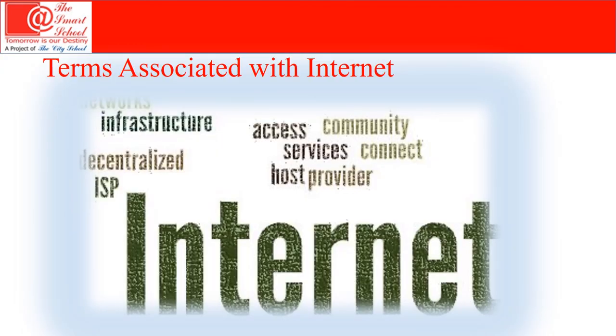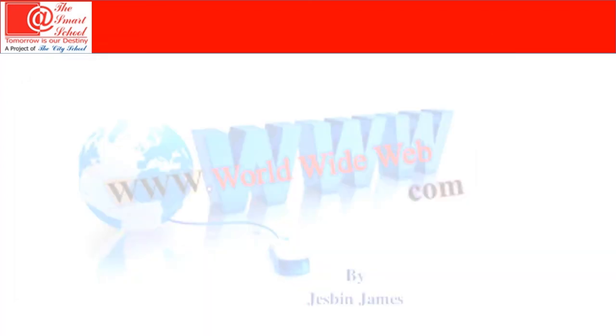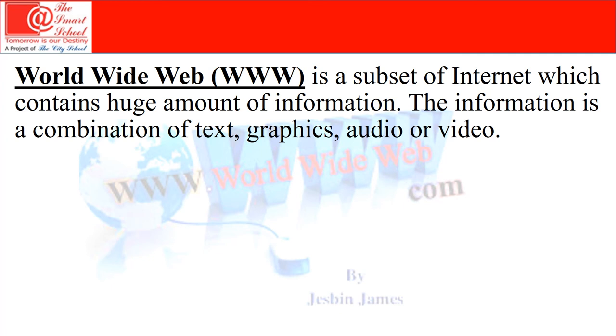Now we shall see the terms that are associated with internet. Can you tell how do we use internet? Yes, we use a special type of software which is called web browsing software. We install this software into our computers and use it to connect and open various sites. The terms associated with internet are World Wide Web or WWW. It is a subset of internet which contains huge amount of information. The information is a combination of text, graphics, audio or video, or all of them.